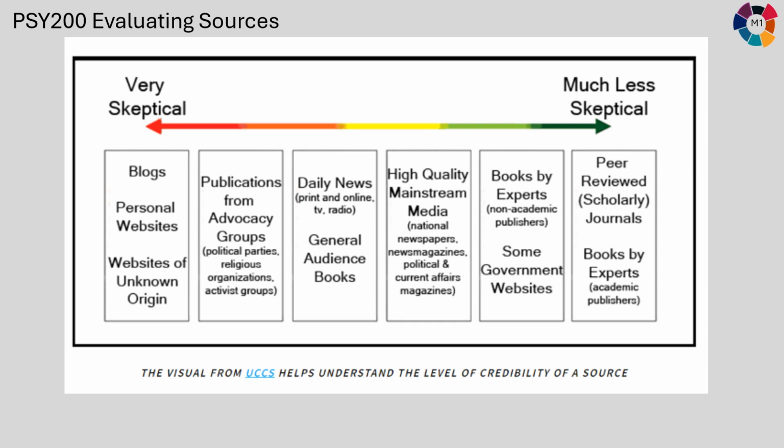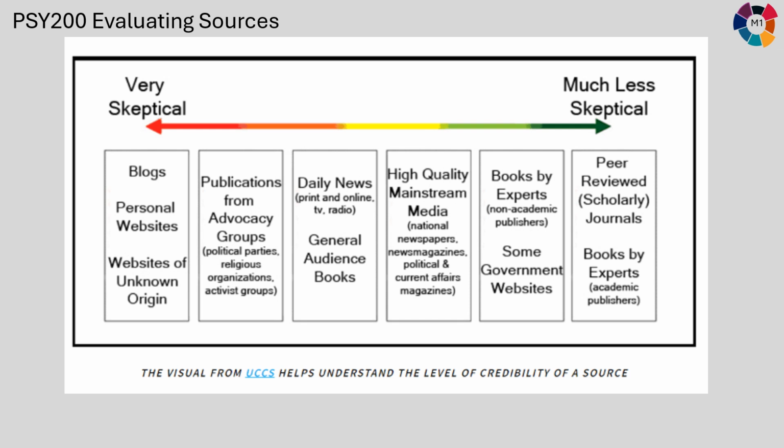In this slide, we can see a spectrum. There's lots of information out there that's available to us. So something we need to think about when we're going over this information is what side of this spectrum is it on? Is it very skeptical or much less skeptical? Can we trust it, or do we need to think about it before we decide we're going to include it as a resource?